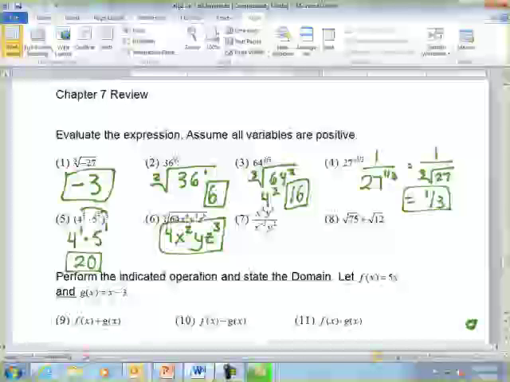Number 7, what do we do when we divide? What do we do with exponents? Subtract. So I get x to the, be careful, 7. 4 minus negative 3. So we're subtracting, but we have a double negative. Okay, 4 minus negative 3 gives 7. And y to the third.